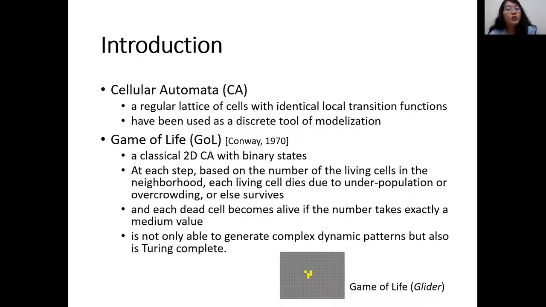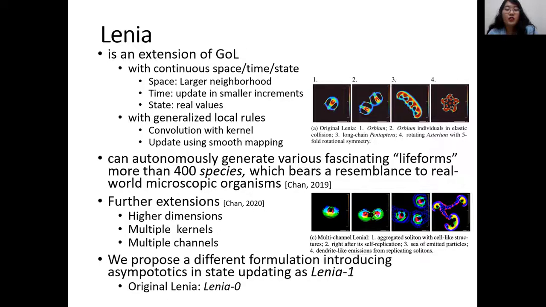Lenia, which is proposed by Bert Chan, is an extension of GOL with continuous space, time, and state. In other words, space with larger neighborhood, time with update in smaller increments, and the state with real values, and with generalized local rules by convolution with kernel, and update using smooth mapping.